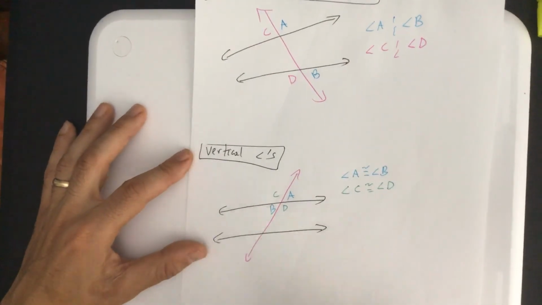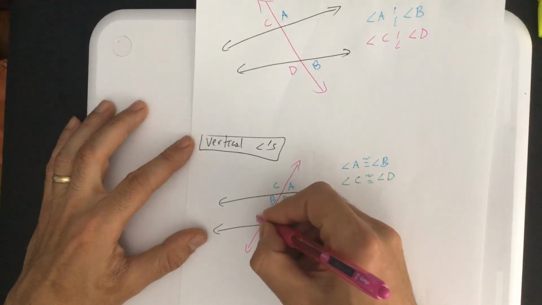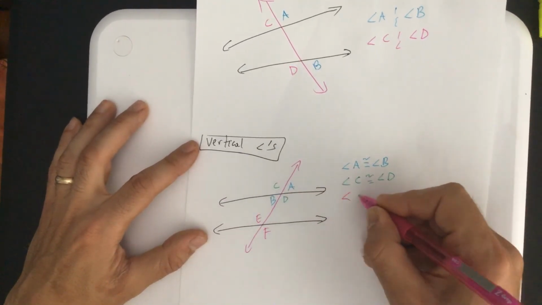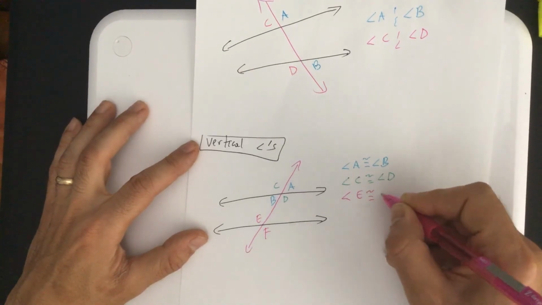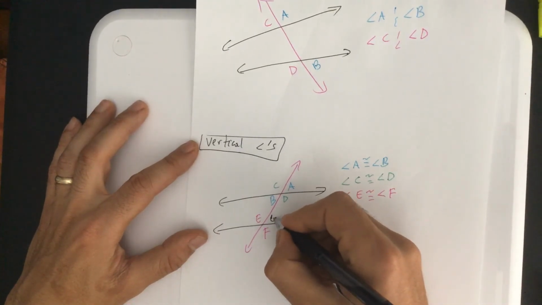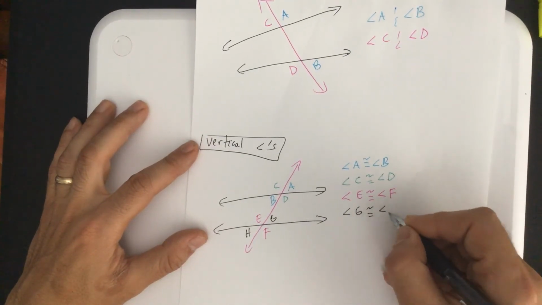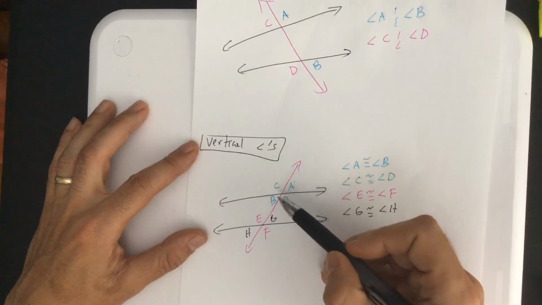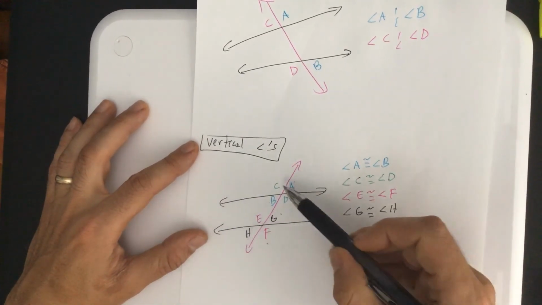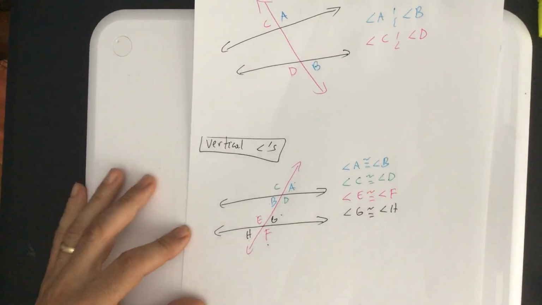And guess what? We've got two more pairs over here. Let's call this one E and F. Those are vertical angles. And this is review because you already know about vertical angles. And finally, let's call this one G and H. This one with that one, this one with that one, this one with that one, and this one with that one. And these are always equal to each other, congruent to each other. And these are basically the types of angles you're going to encounter when you have a transversal crossing two or more lines.